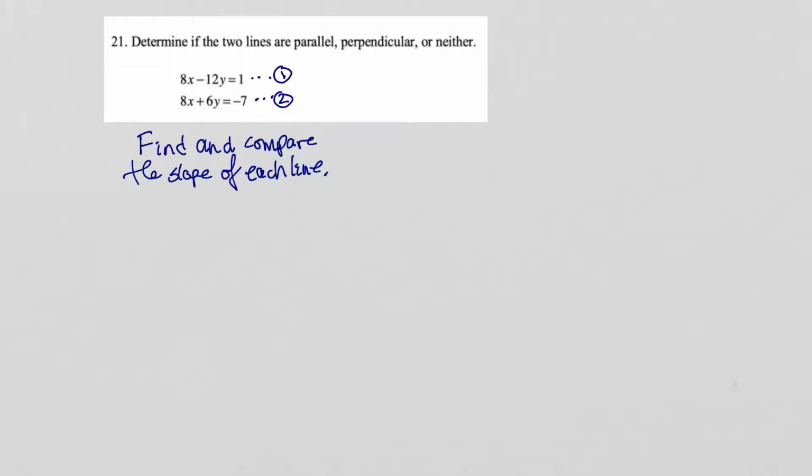So let's find the slope of this line, find the slope of this line, and then we'll compare them. If they're equal, they're parallel. If they're negative reciprocals, they're perpendicular. If they're neither one of those, we'll write neither.